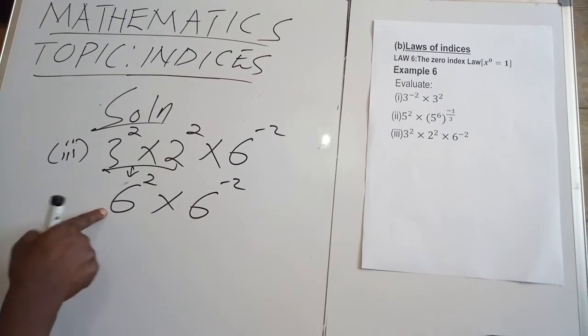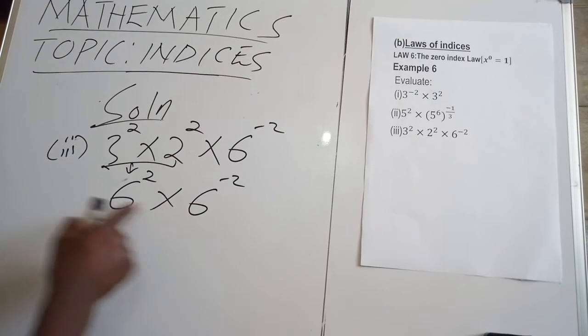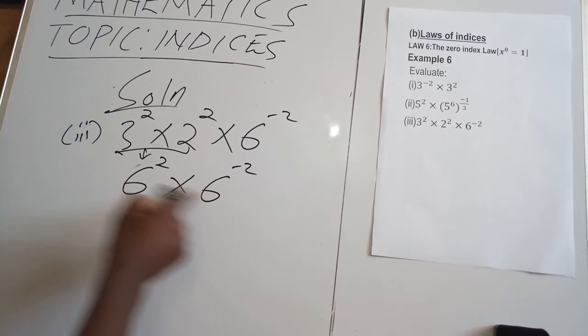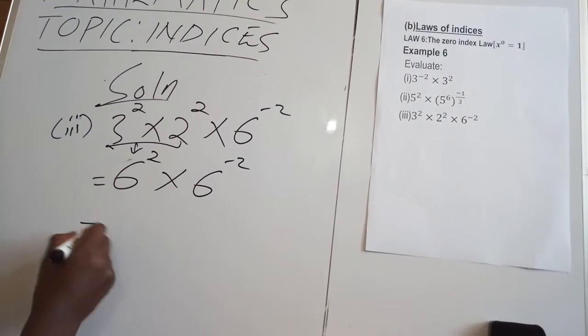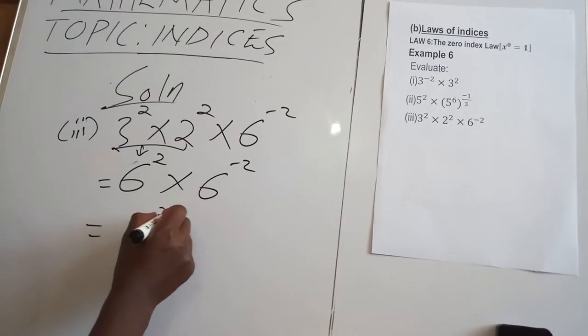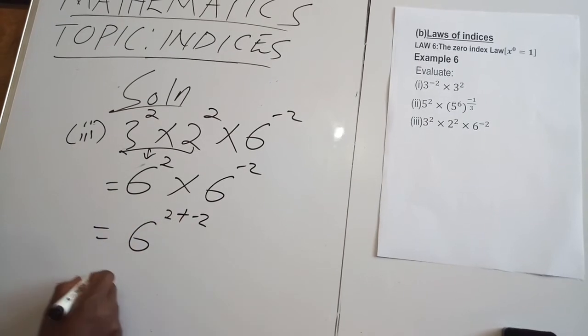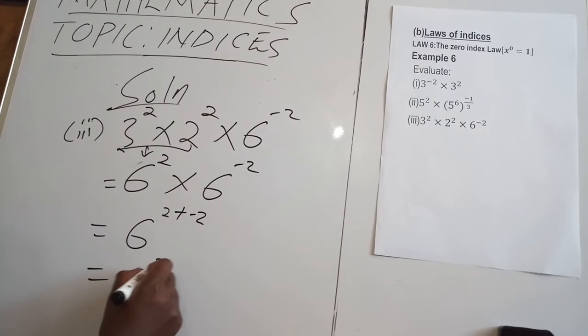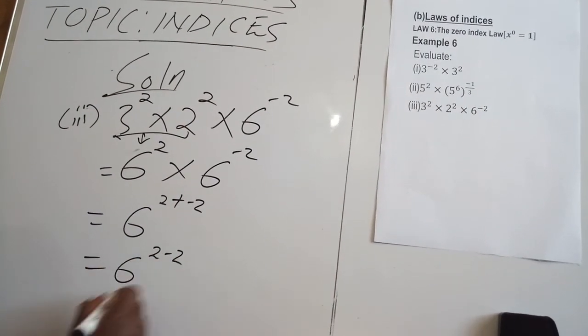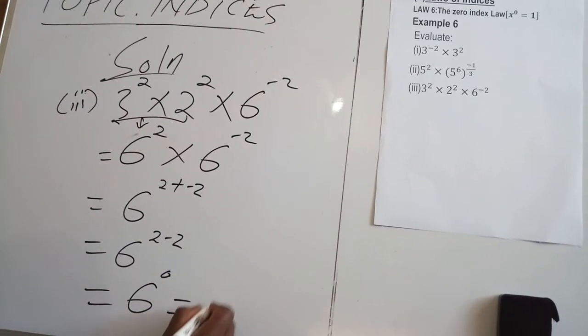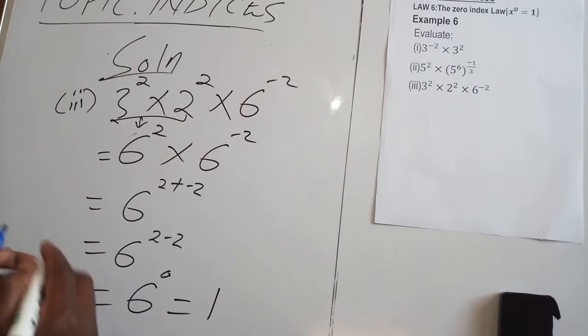What case do we have here? A case of multiplication, of course, of numbers to a similar base. Meaning I'm going to do what? I'm going to be forced to do what? To add the powers. In the end, what will I have? 6 power 2 minus 2. That will give me 6 power 0. The final outcome, I get 1.